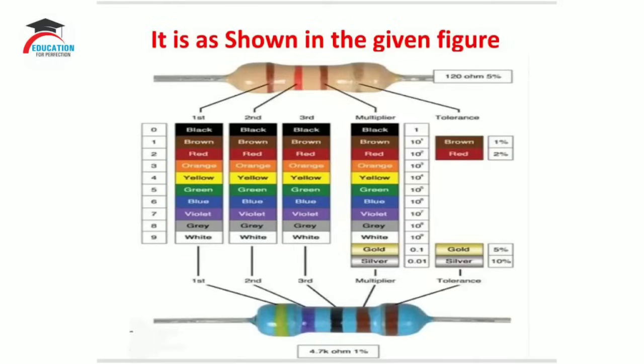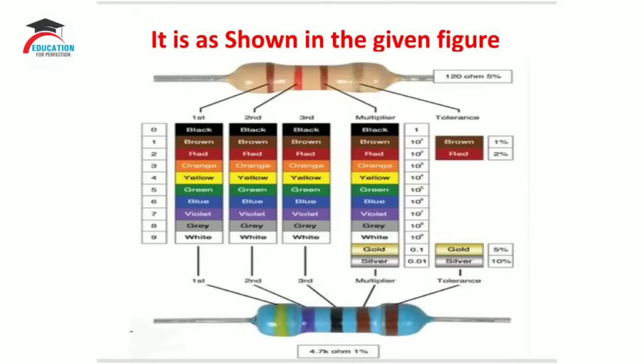Adding in the sense, we just consider the first color band 1, then the second color band 2 in sequence. It becomes 1 and 2, that is, we will call it 12. This 12 is to be multiplied with the multiplier factor, that is 10. In this way, the first and second color bands multiplied with the third color band will give you the total value of the given resistor, and that is nothing but 12 into 10, which is equal to 120 ohms. This is about the calculation of the given resistor.